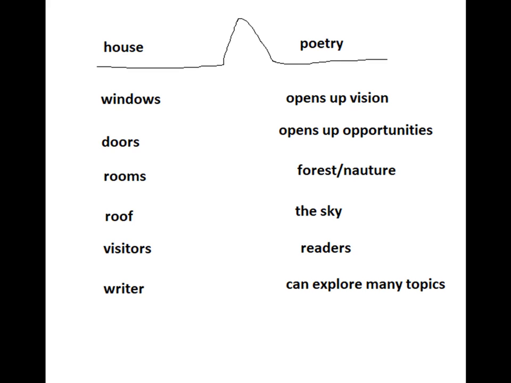So she's talking about forest, nature. Well, the rooms might be the topics that can be covered in poetry. Traditionally, nature is a very common theme, especially with Dickinson. The roof is the sky. Visitors are her readers, obviously, and the writer is able to explore a wealth of topics, opening up her narrow hands.